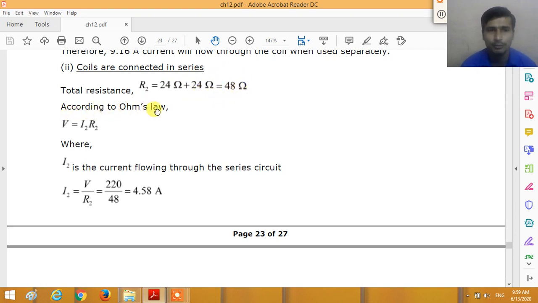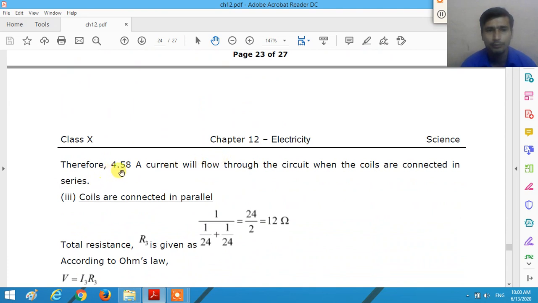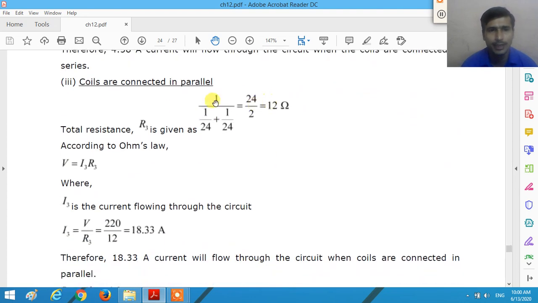So according to Ohm's law, V is equal to I into R. We calculate I is equal to V by R. V here we take 220 volt, but the resistance is increased to 48 ohm. So the current passing through the circuit is 4.58 ampere. So dear students, when both the coils are connected in series, 4.58 ampere current will flow through the circuit, right? Now when the coils are connected in parallel, the total resistance is 24 by 2. We get 12 ohm.